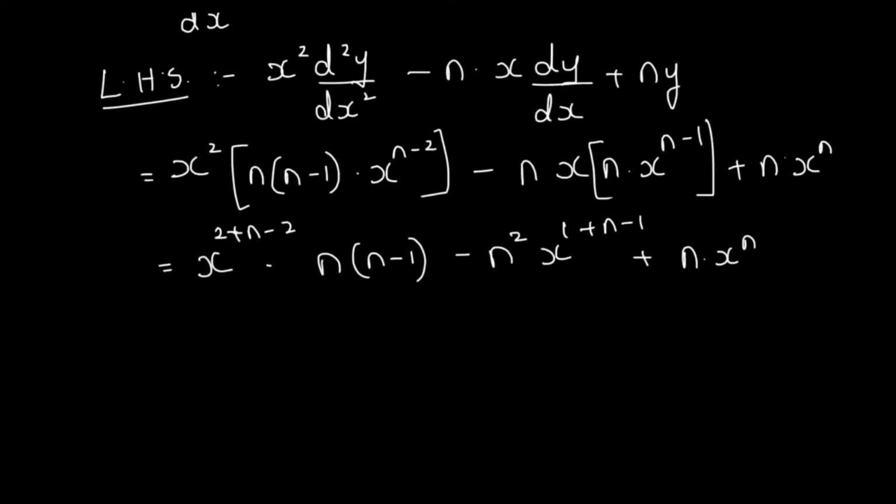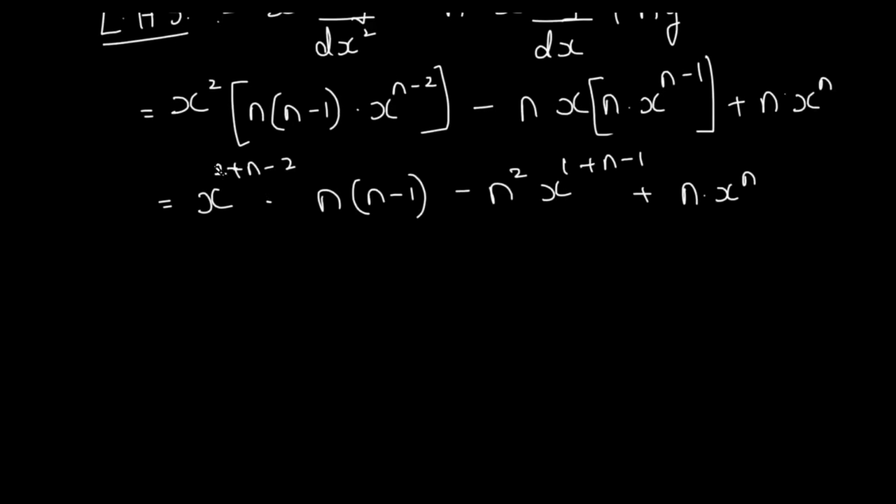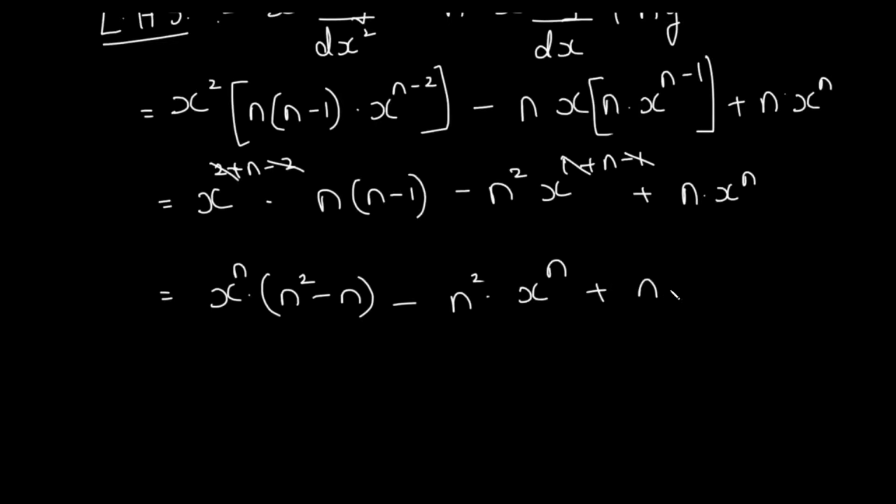So as a result, we are going to get this now. So here 2 minus 2 goes away. Again here 1 minus 1 goes away. So we are getting x raised to n into n square minus n, minus n square into x raised to n plus n into x raised to n. Now we take x raised to n common for all the three terms. So we get x raised to n, and in the bracket we are getting n square minus n minus n square plus n.